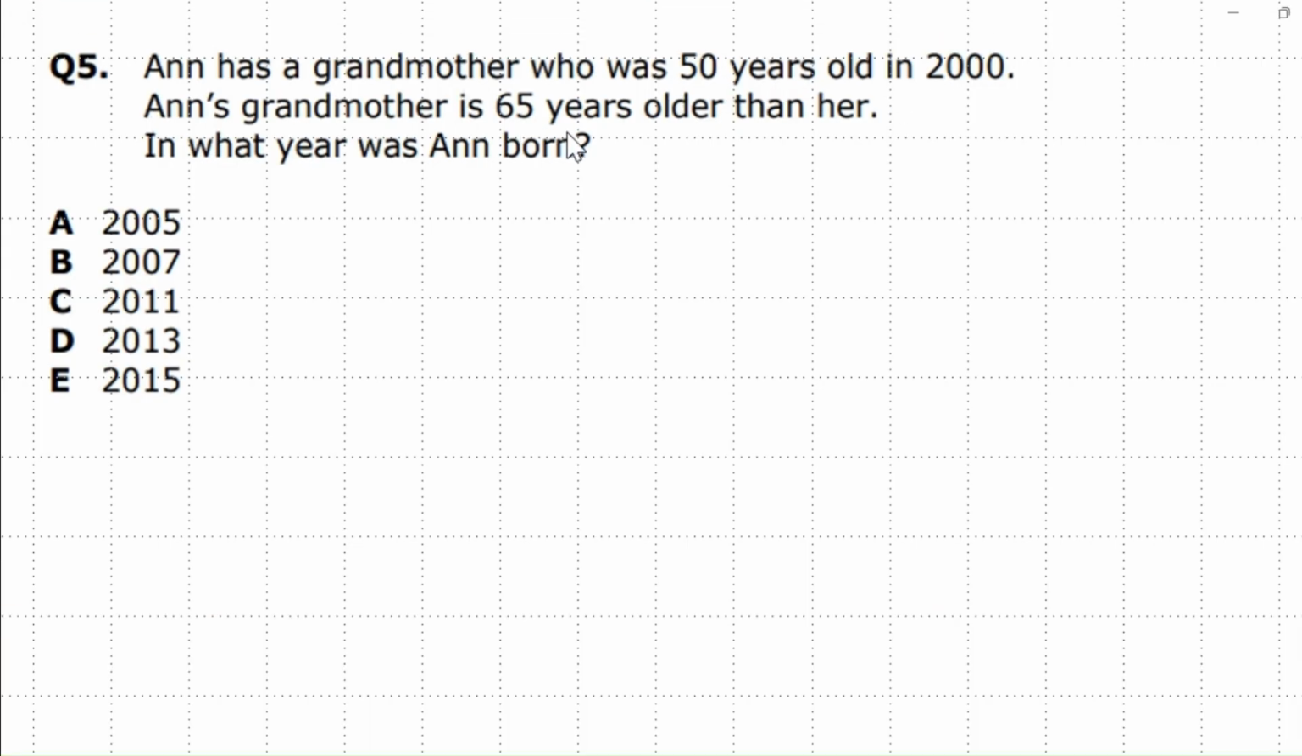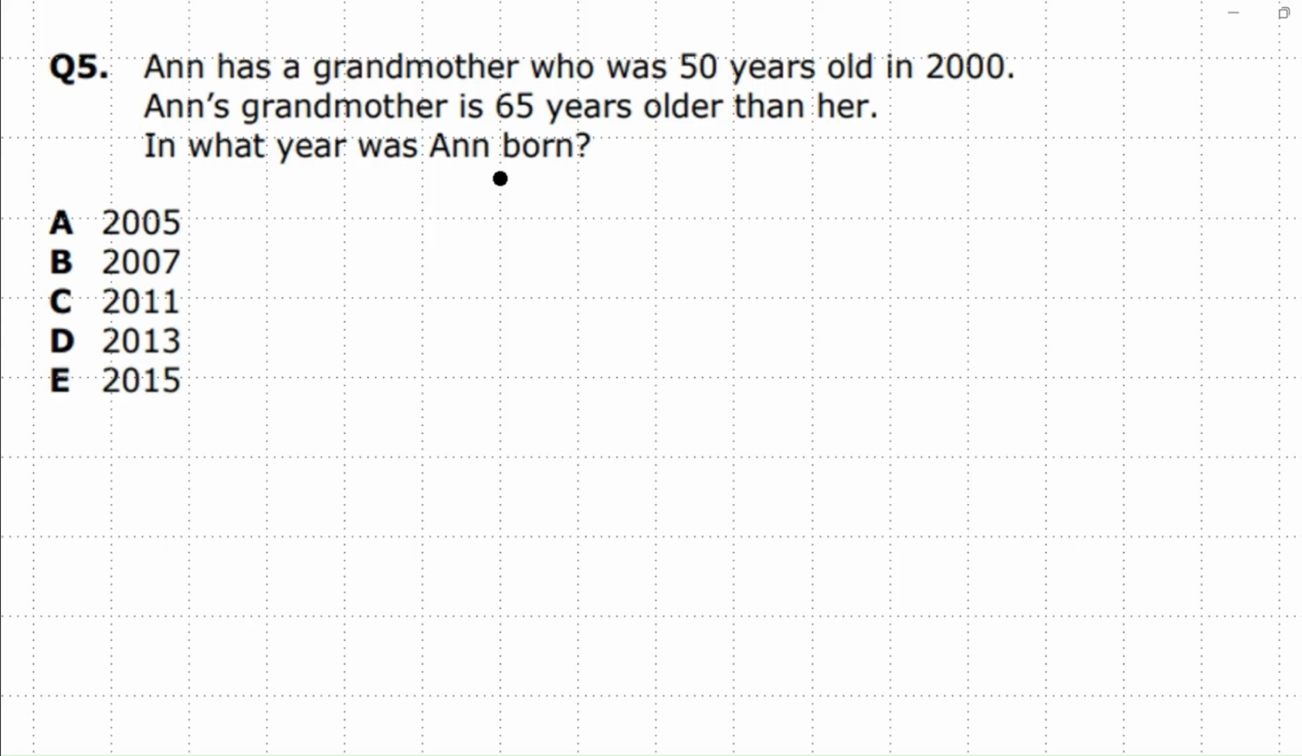Question 5. Anne has a grandmother who was 50 years old in 2000. Anne's grandmother is 65 years older than her. In what year was Anne born? Here are the options, and to solve this question, we first need to gather the information. Anne's grandmother was 65 years older than her, so that means Anne's grandmother was 65 years old when Anne was born.